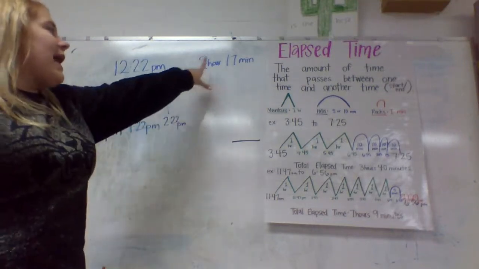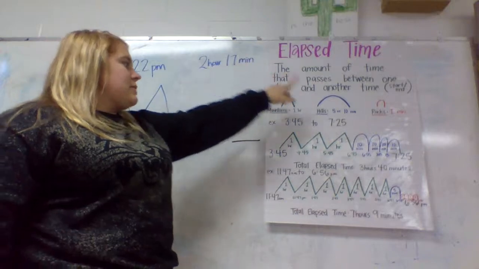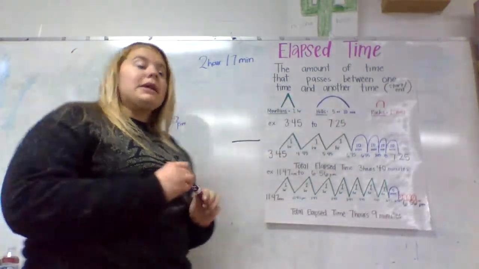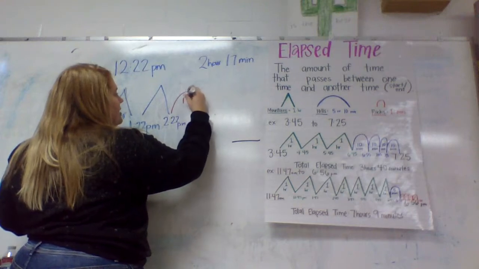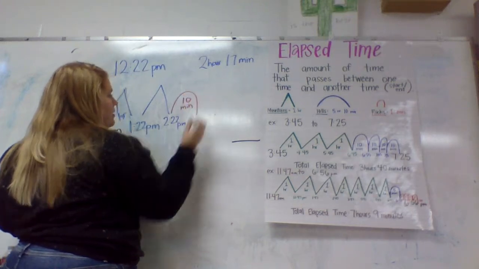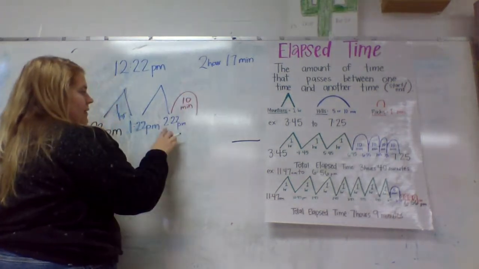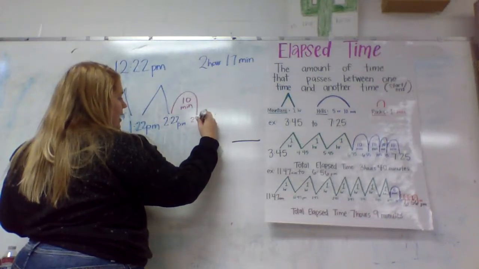So I've taken care of my hours. Now I have 17 minutes. Well, I know I can make a 10-minute hill out of that. So from 2:22, if I add 10 minutes, that would put me at 2:32 p.m.